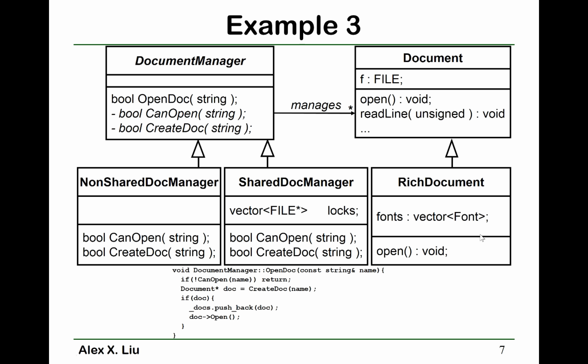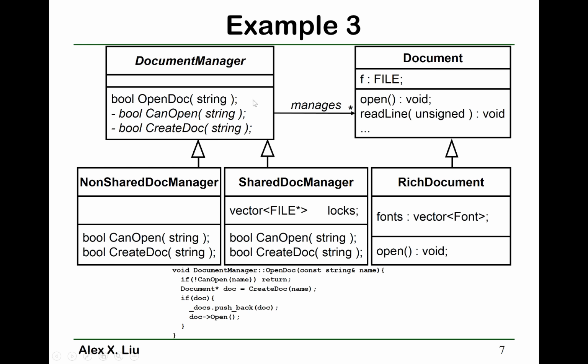Now let's take a look at the third example. In this example, you are dealing with some documents. You have a basic document class. It has a file handler, and you have some functions like open file and read lines and so on. Then you have a derived class which deals with rich text documents. You have additional attributes, say fonts, right? And then you have your own implementation of this open function.